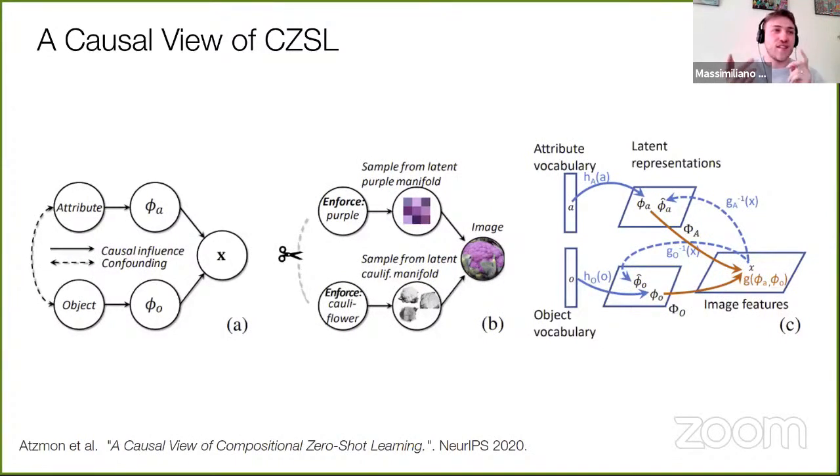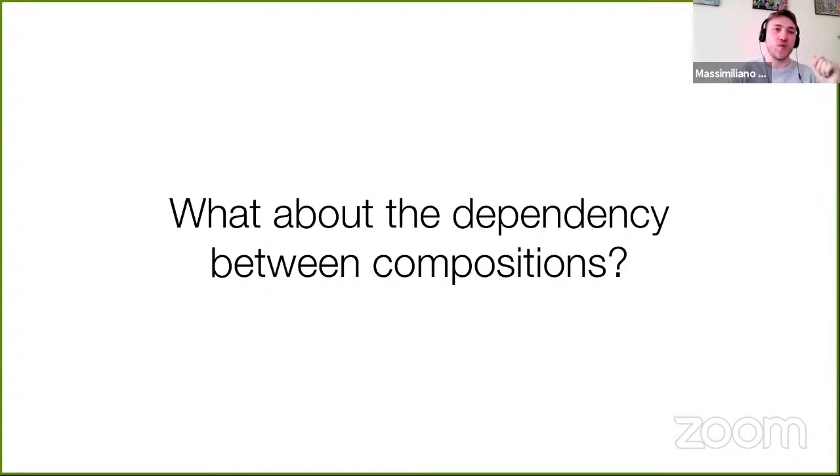This is the last work I will talk about, because now I want to consider another thing: what about the dependency between the compositions? So far we have seen just works that make the state and objects interact among themselves, shaping either the compositional space accordingly, or building classifiers that take into account how to compose the primitives.